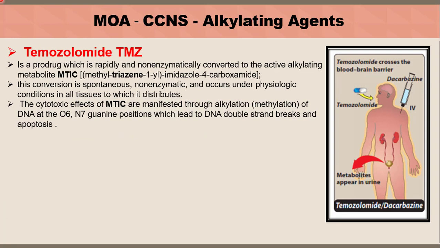Temozolomide is a prodrug which is rapidly and non-enzymatically converted to the active alkylating metabolite MTIC, methyltriazenoimidazole carboxamide. This conversion is spontaneous, non-enzymatic, and occurs under physiologic conditions in all tissues to which it distributes. As we've mentioned before, the cytotoxic effects of MTIC are manifested through alkylation, methylation of DNA at the O6 and N7 guanine positions, which lead to DNA double-strand breaks and apoptosis.